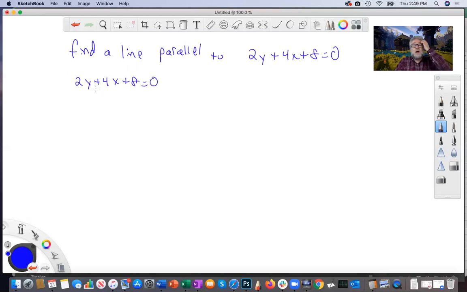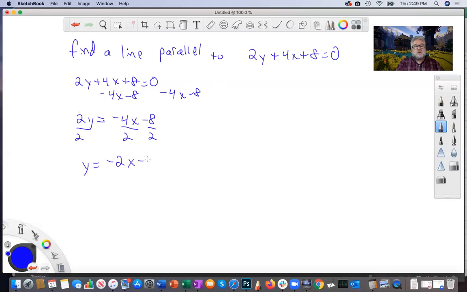I'm going to try to get y by itself so I can get it in slope-intercept form. So I'm going to do a minus 4x minus 8 to both sides. So these will cancel out. 2y equals, what was that? Minus 4x minus 8. And then I'm going to divide everything by 2. Y equals minus 2x minus 4.